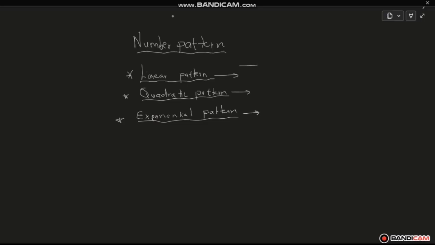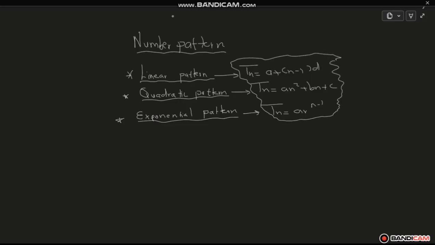So the linear pattern has Tn equals a plus (n minus 1)d. Then quadratic is Tn equals an squared plus bn plus c. Then exponential is Tn equals ar to the power n minus 1. So these are the formulas of these three different patterns. Very, very important. You must know them, guys. You must be able to memorize them, but you'll find them in the formula sheet at the back of question paper 1.